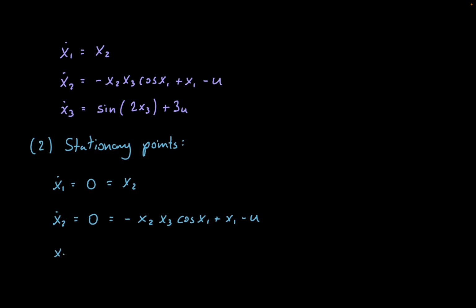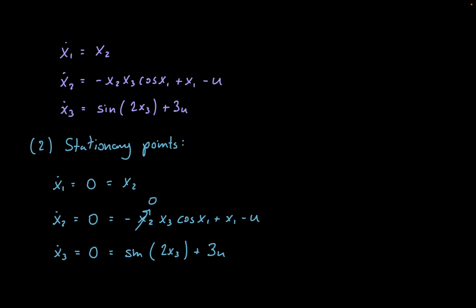And then for x3 dot, it's going to be equal to sine of 2 times x3 plus 3u. So right off the bat, we said x2 is going to be equal to 0. That means this is going to be equal to 0, so that term will actually drop out.